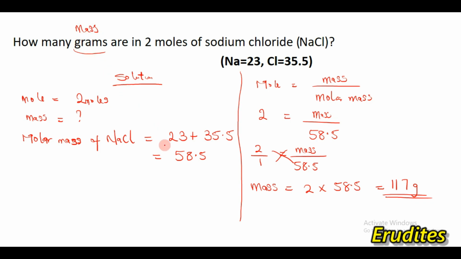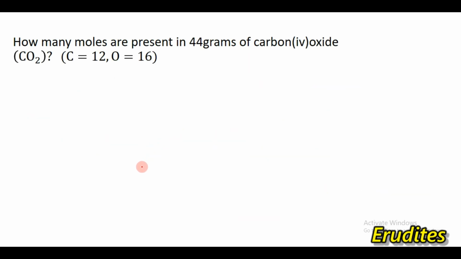So let's look at the last example that we have in this lesson. The last example is how many moles are present in 44 grams of carbon dioxide? So the question is how many moles? Our mole will be equal to unknown. It's not known. That is what we're looking for. So the mass in question, the reacting mass, is equal to 44 grams of carbon dioxide.